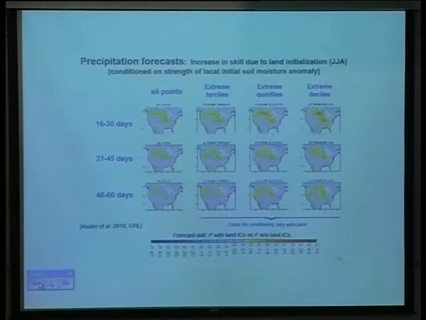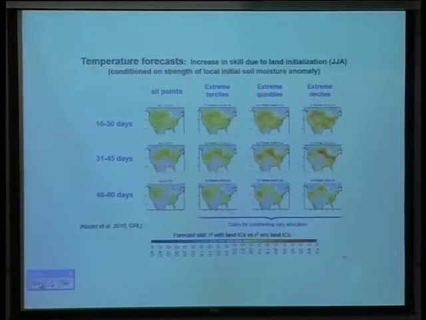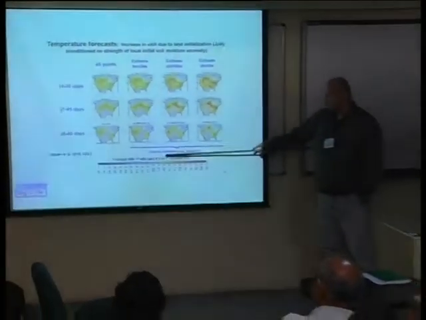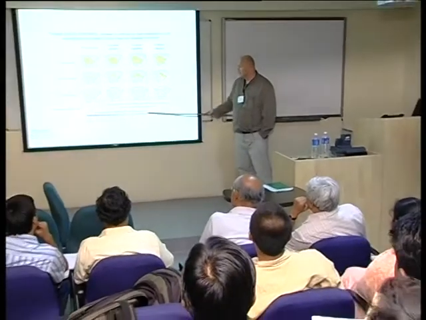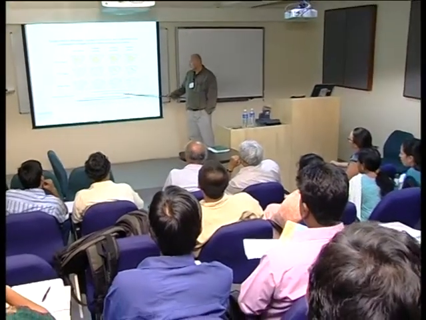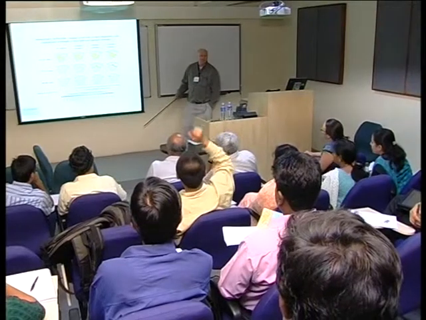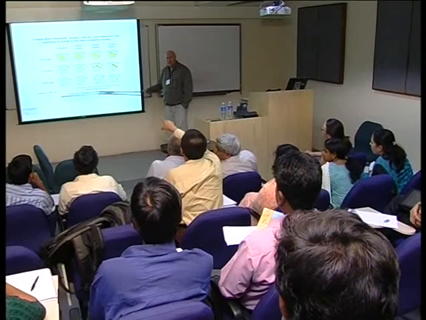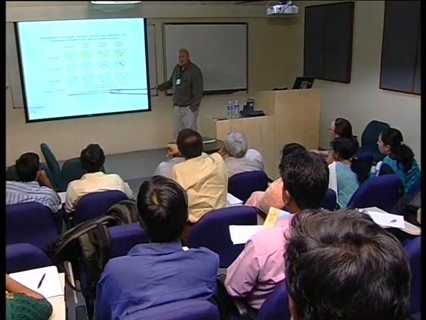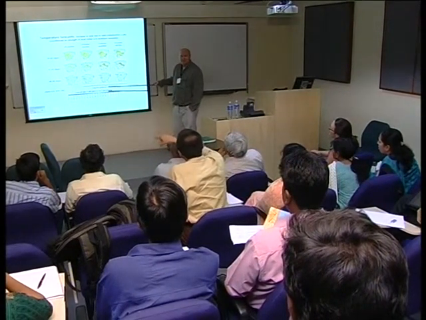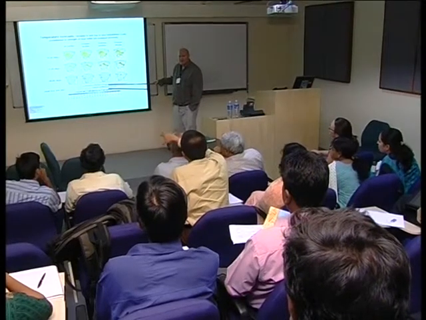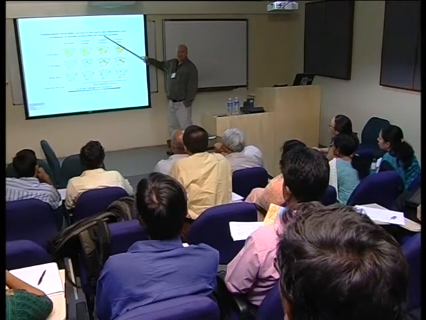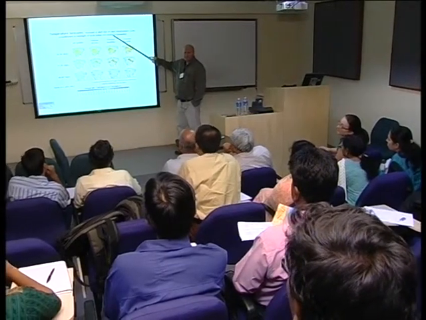Yeah, so forecasts with land initial conditions versus those without land initial conditions, yeah. So those are the ones that are randomly initialized. These are the ensemble mean, yeah. No, R squared stands for the explained variance. It's the correlation squared.